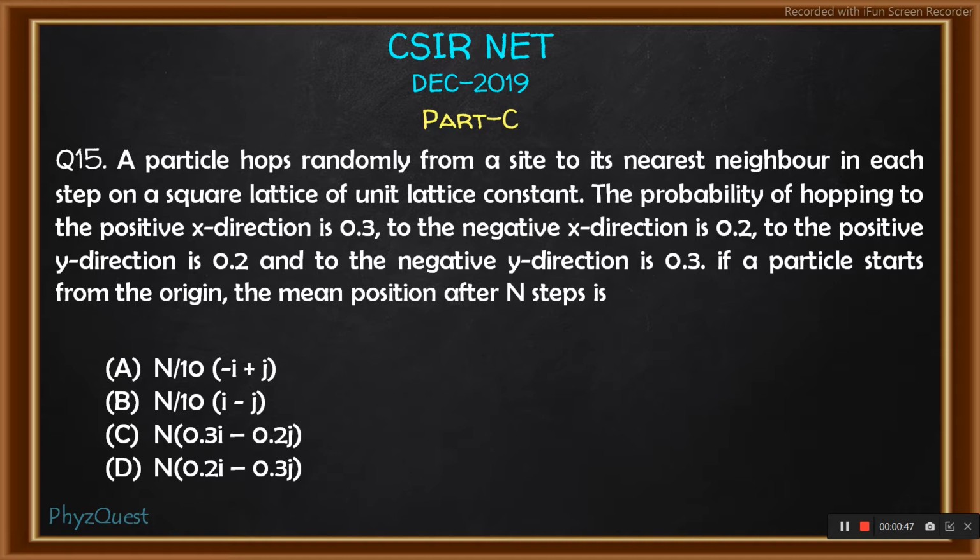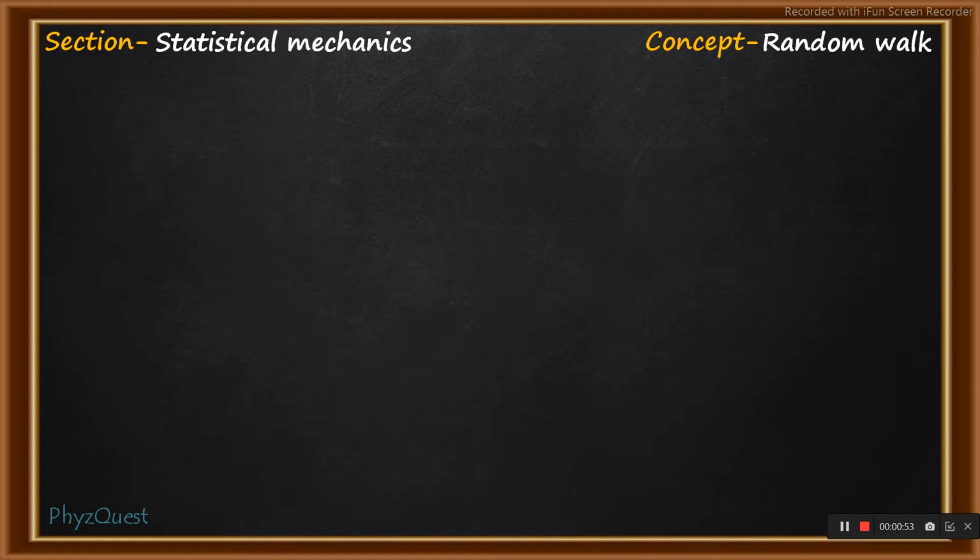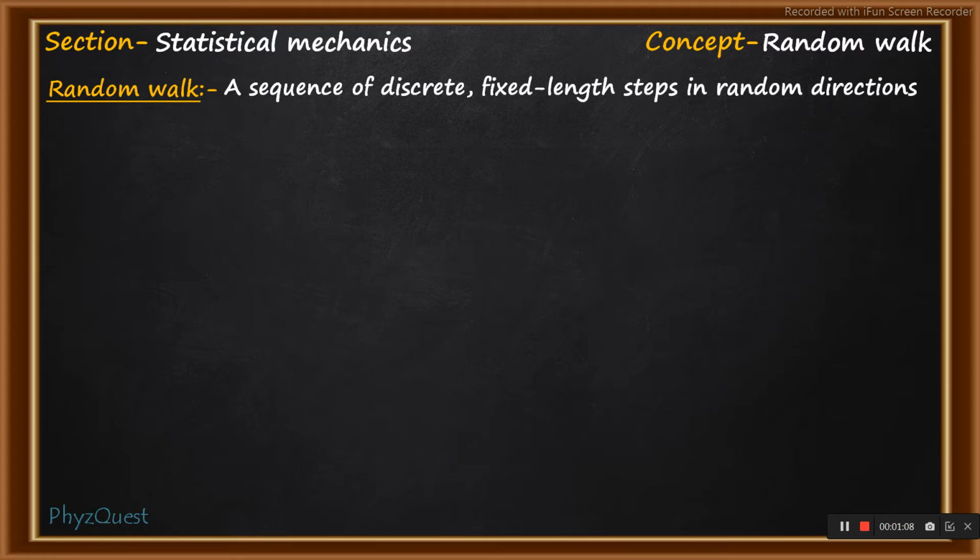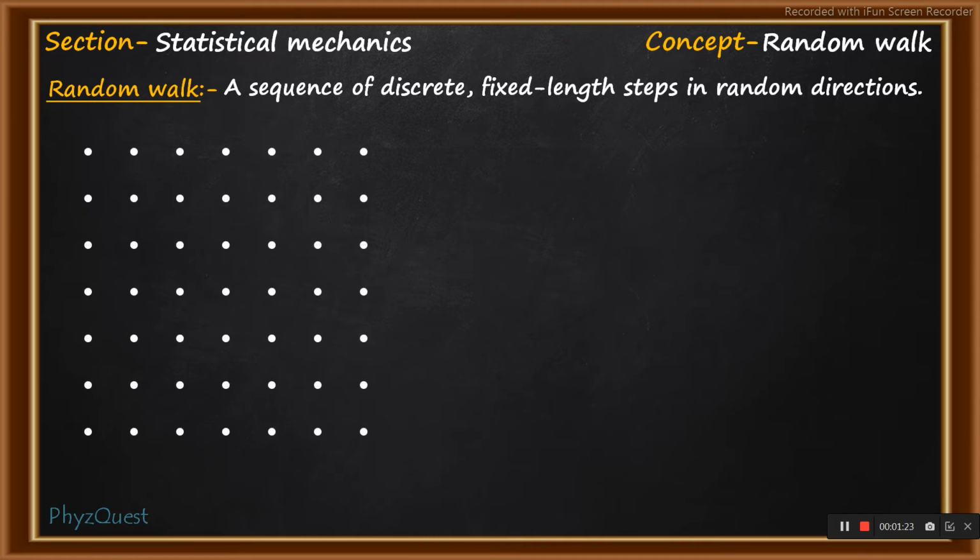So let's get started. This question comes from the section Statistical Mechanics, and the concept involved here is random walk. A random walk is a sequence of discrete fixed length steps in random direction. Random walk can be one-dimensional, two-dimensional or three-dimensional. In the given question, we are dealing with a two-dimensional case of random walk. Here we have a square lattice with lattice constant 1. Now the square lattice is in the xy plane.